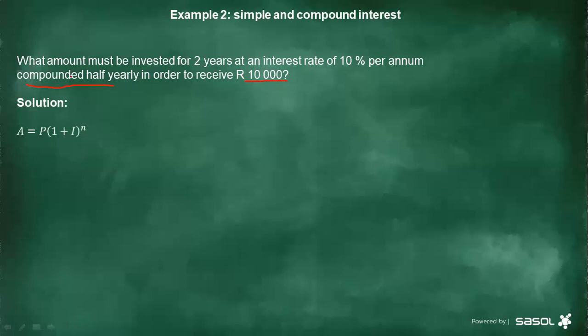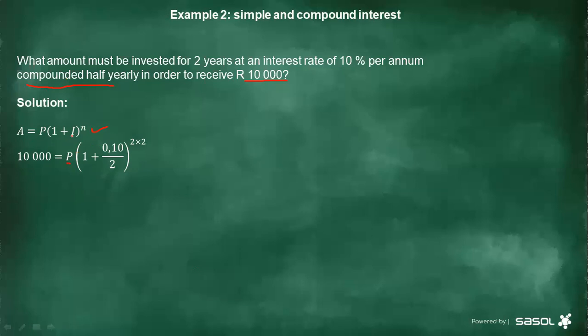Now you first write the correct compound interest formula, and then we said A is 10,000 because we want to have 10,000 after 2 years with the interest of 10%. We want to have 10,000. Now we want to see how much money we should invest now. So which is going to be the value of P? Then we have to calculate for that.